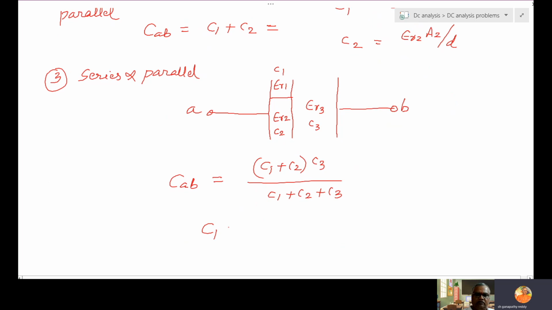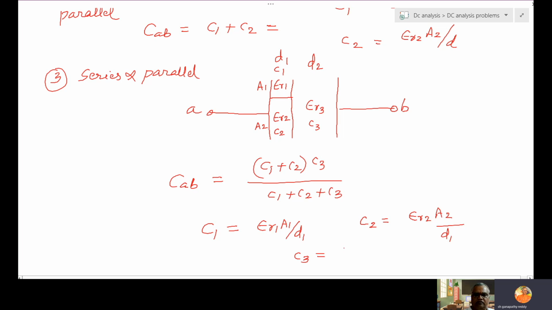No, but what is C1? C1 is epsilon R1. What is the area here? This area A1, this area A2. Okay. Epsilon R1, A1, and this distance D1, this distance D2. So epsilon R1, A1 by D1. C2 is epsilon R2, A2, but distance same, D1.